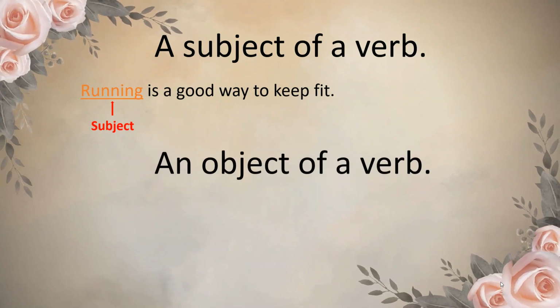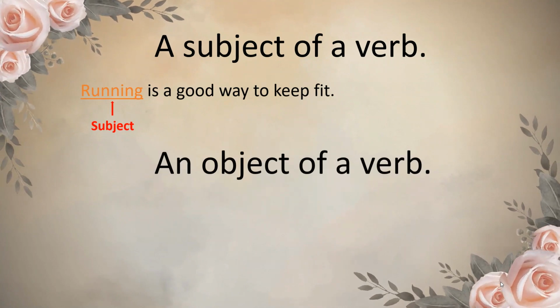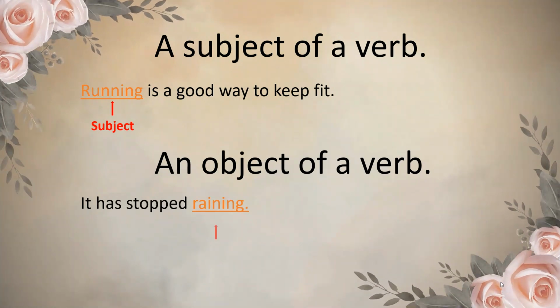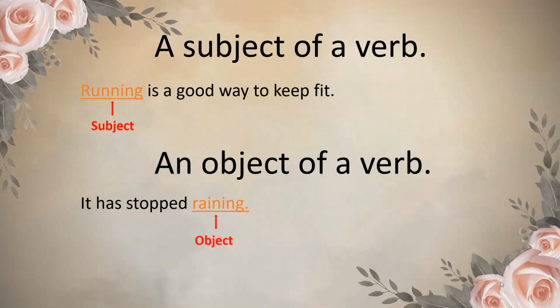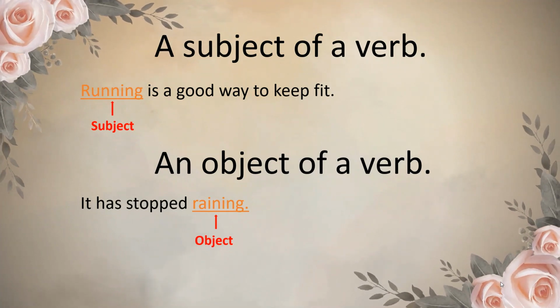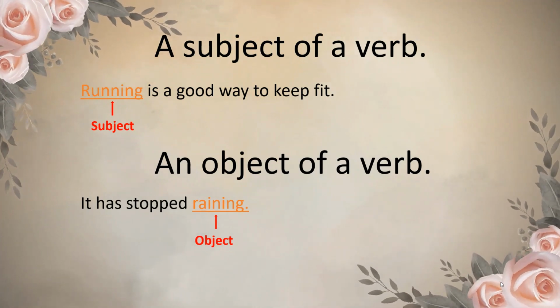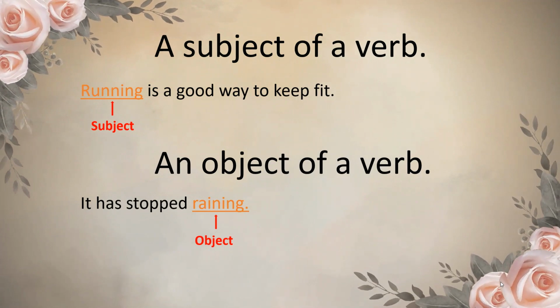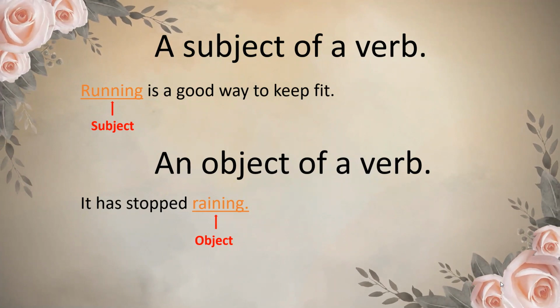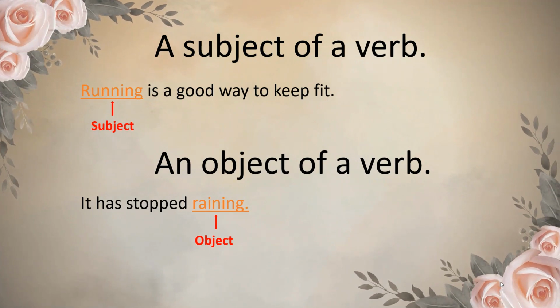It can also be used as the object of a verb. For example, it has stopped raining. Raining here is the object of the verb stopped. So here we can say that the gerund can be a subject or an object of a verb. It cannot be a verb.